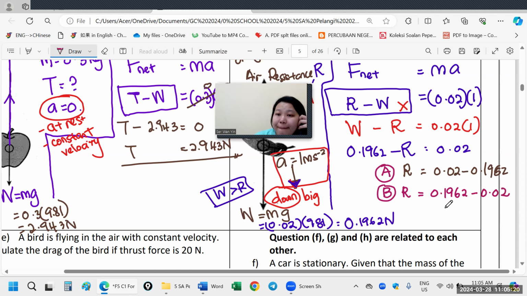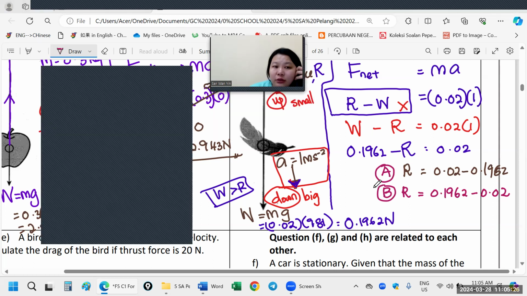Which one is correct? Please vote. Okay, Savendra, Aiden, please vote. The rest, oh, Manfei, neither. Can you show me negative R? Oh, okay, like that, can. So negative R equals 0.02 minus 0.1962.